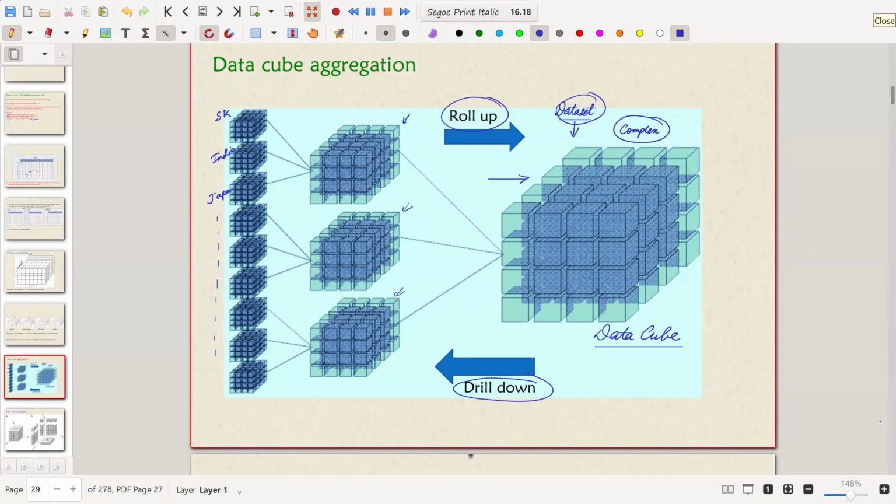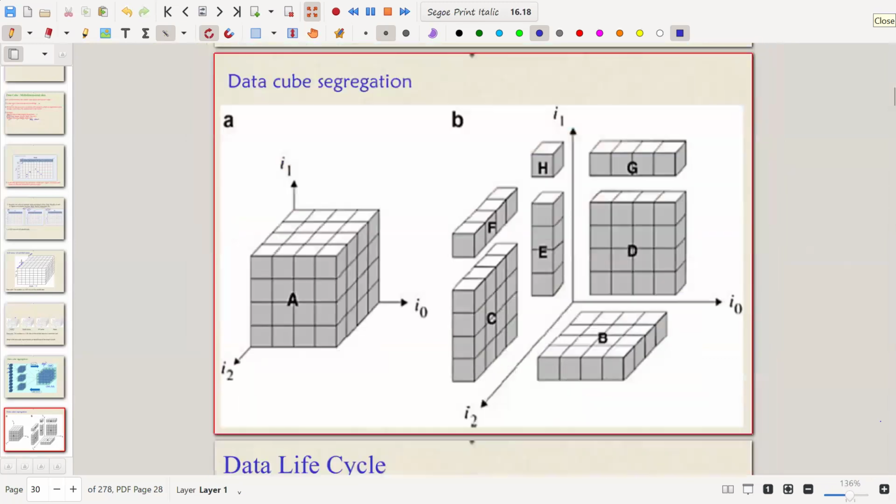So you should be equipped. Once you generate too much data, you should be equipped with techniques on when to use what, in such a way that you can get insights from that data. Okay, fine. So this is known as data cube segregation.